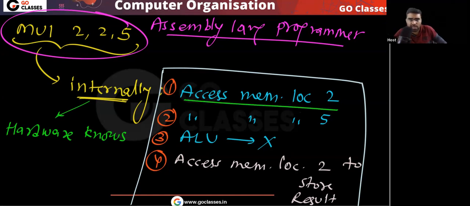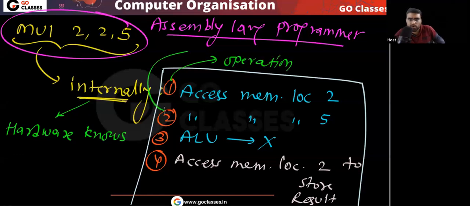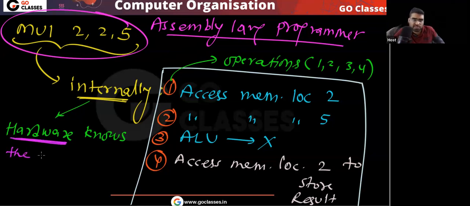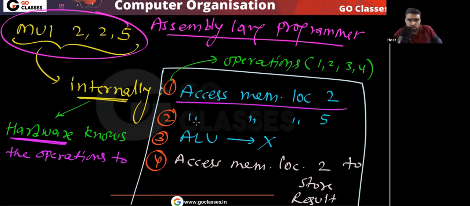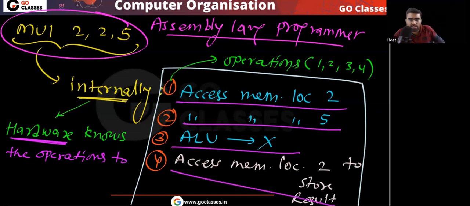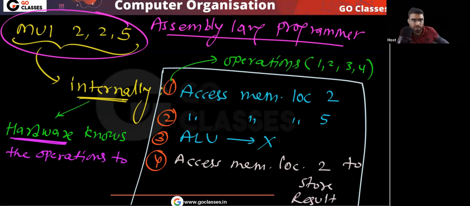Basically, the hardware knows all these operations. Let me call them operations: these 4 operations, 1, 2, 3, 4. Is this clear? So remember, the hardware knows the operations to execute for this instruction: execute this operation, this operation, this operation, this operation. The hardware knows the operations to execute for the MUL instruction.